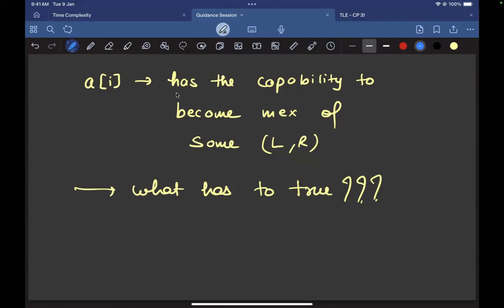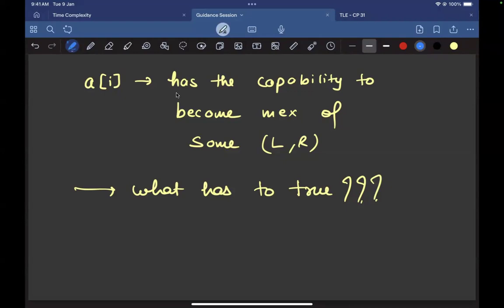No, not that. Like it should, I mean, like it should, yeah, of course. So that is right. If AI number has the capability to become max of this, okay. So Nazir is saying it should not be present in the array.